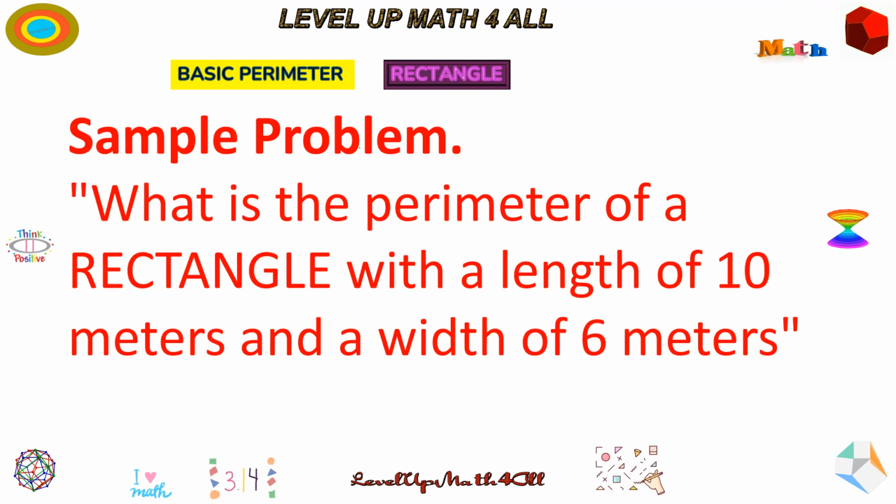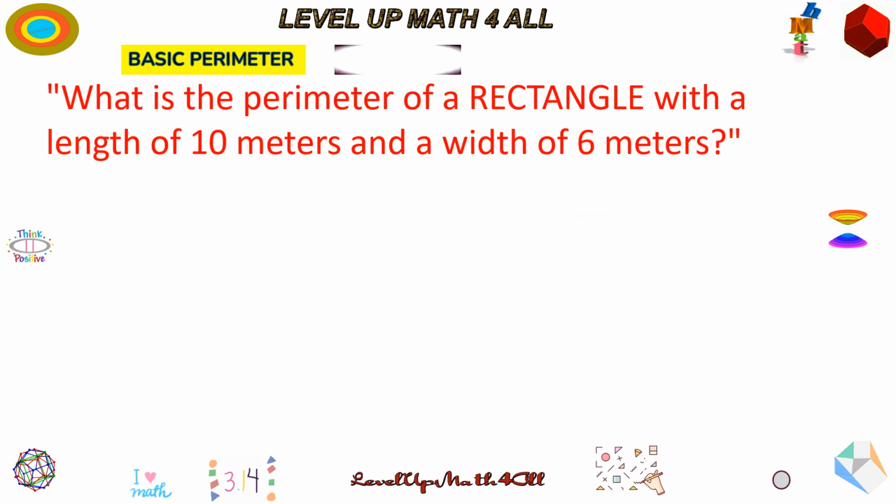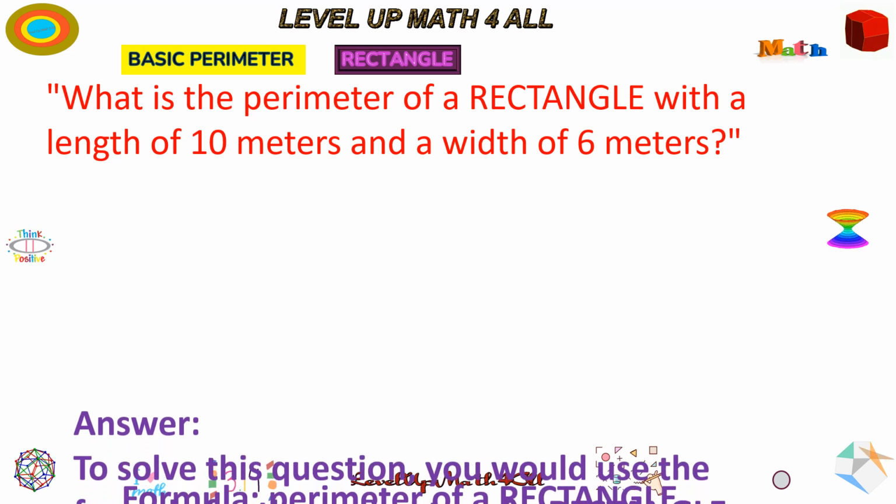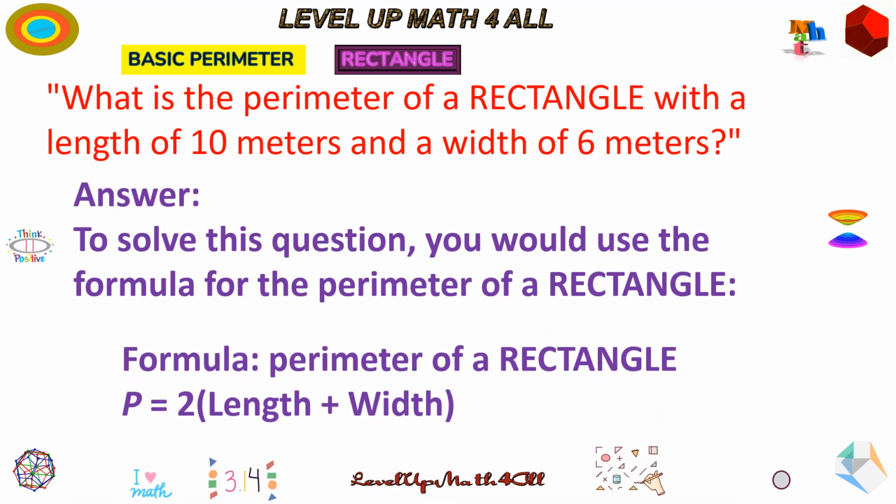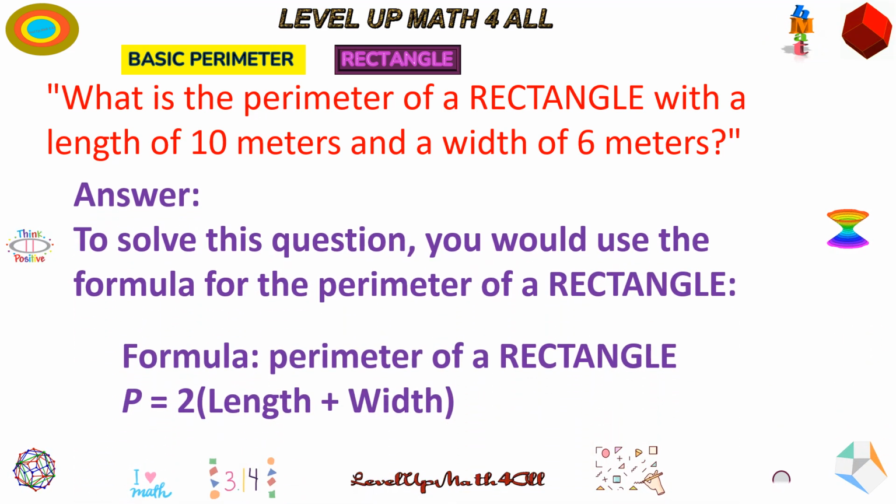Let's try to solve a simple problem here. What is the perimeter of a rectangle with a length of 10 meters and a width of 6 meters? So the problem is to find the perimeter of a rectangle where the length is 10 meters and the width is 6 meters. How to solve this problem?